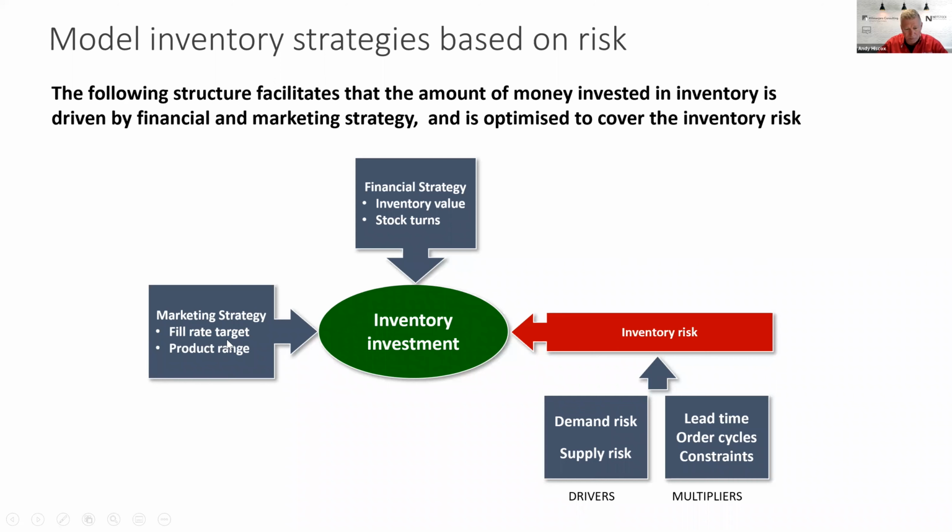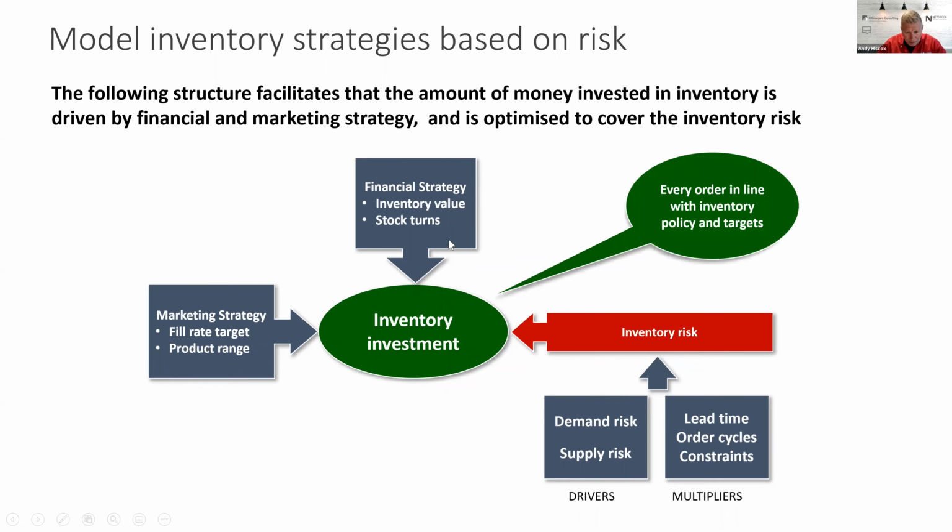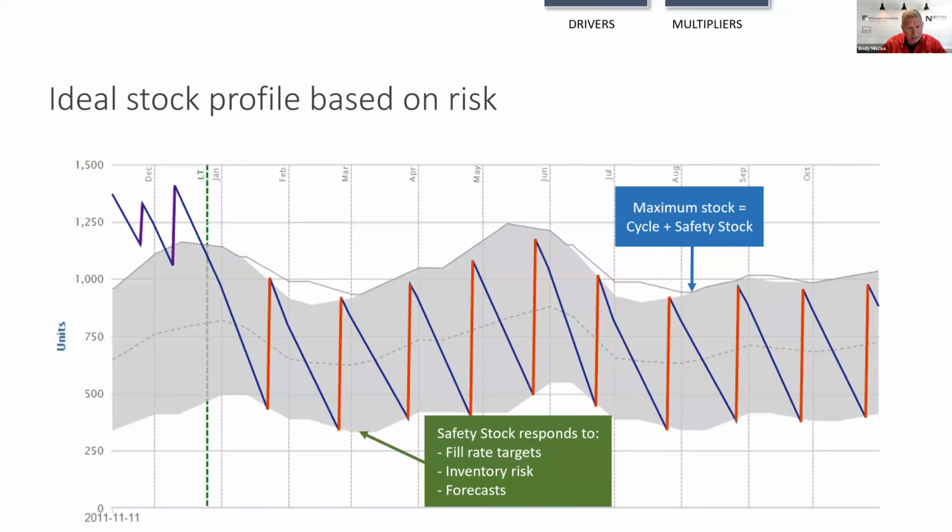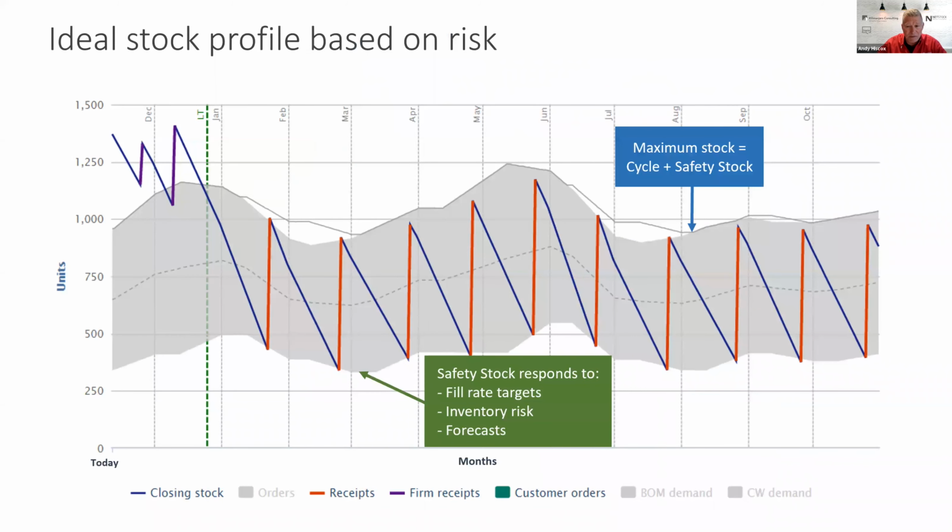So if we go for a very high fill rate target, and that says we have to hold X amount of inventory, but that doesn't fit within our financial strategy, then clearly what we'll need to do is maybe stratify those fill rate targets or go for a lower target, or maybe try and work on the risk and get the risk down. So the whole idea is that that investment will be optimized to cover the inventory risk, and then ensure that every recommended replenishment plan falls in line with those inventory policies and company targets.